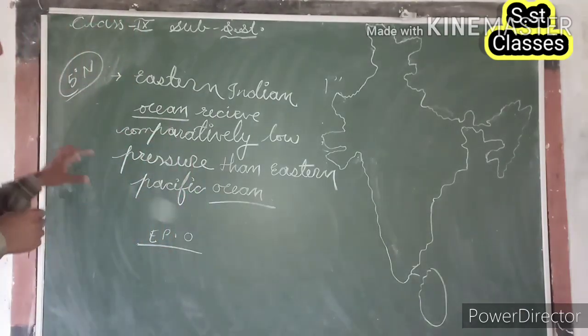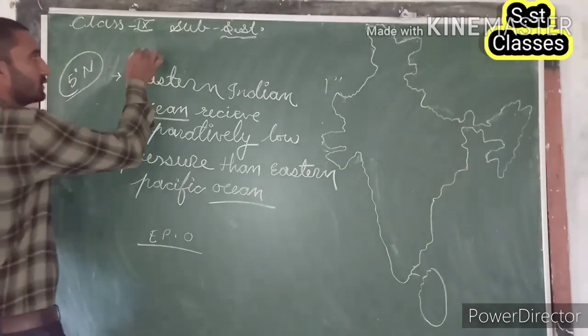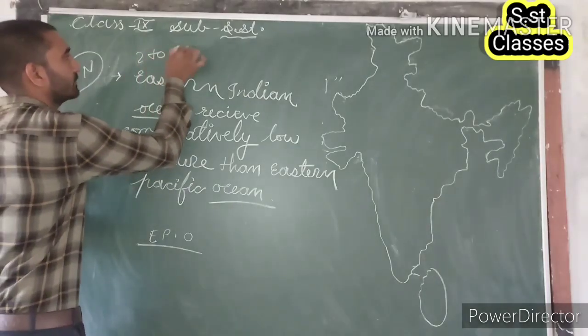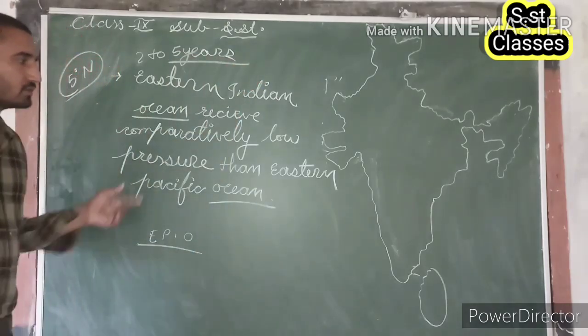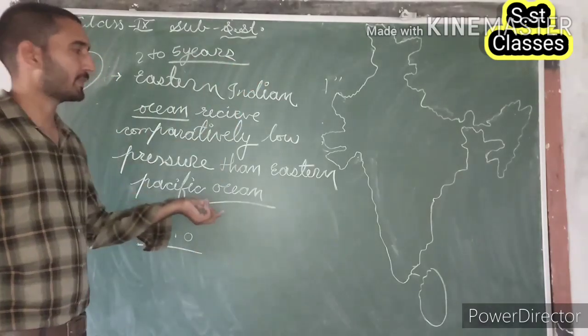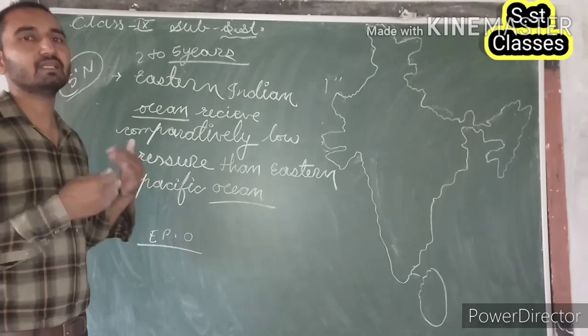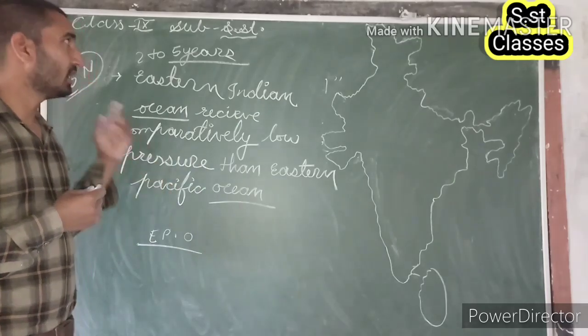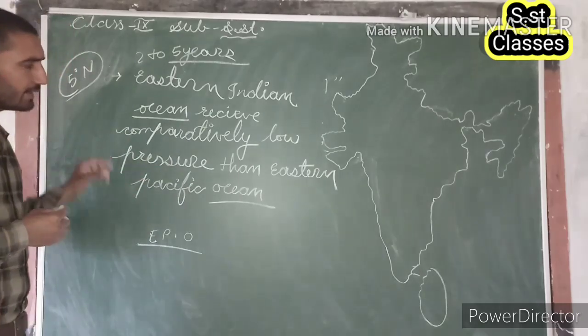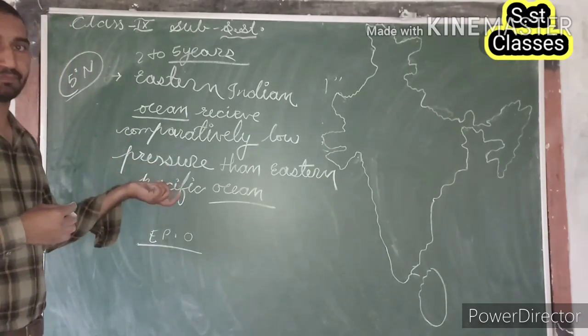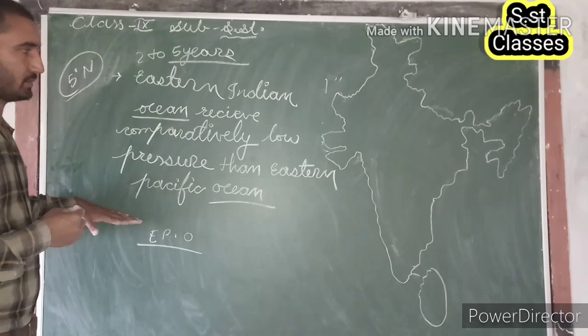But sometimes, after 2 to 5 years, generally this pressure zone temporarily changes. Mean to say that after 2 to 5 years, the Eastern Pacific Ocean receives low pressure.